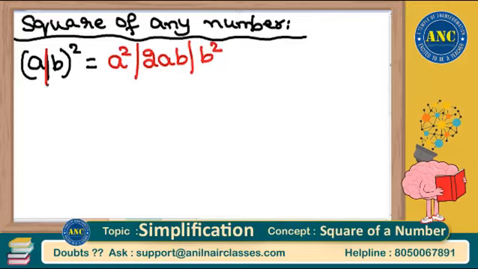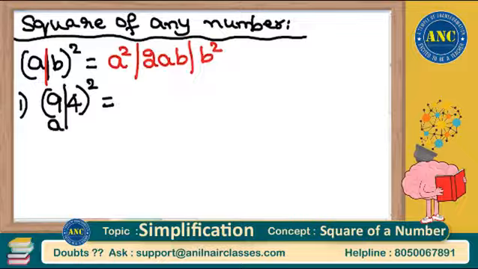Listen to this carefully, sir. Two to three examples for you to understand it much better. Suppose, for example, I want to find 94 square. Split it as a and b. A is 9, b is 4.